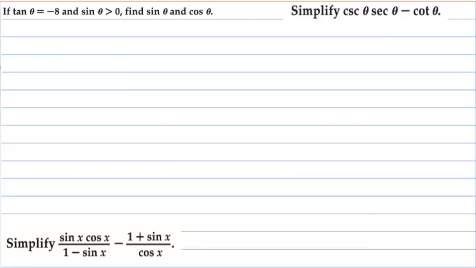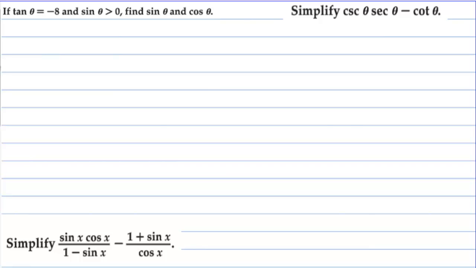First one says if tangent is -8 and sine is positive, find sine and cosine. It is not -8 over 1. If they give you the fraction, we can probably assume that a lot easier. But the ratio between sine and cosine is -8. So that doesn't tell me what sine and cosine is. So we can't just use tangent as sine over cosine. Can't do that.